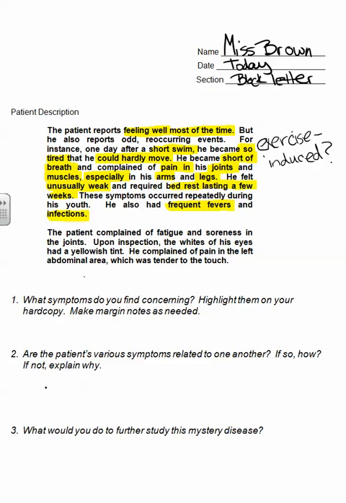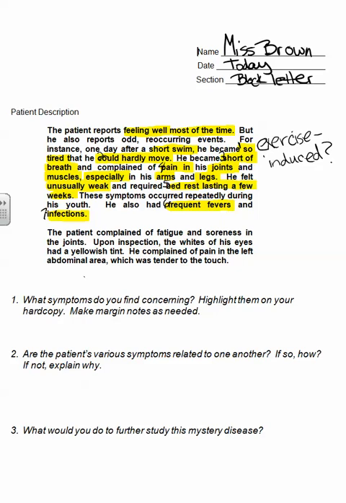Because there's not much space for you to write, what I'm going to do is go back and number my highlights. So, feeling well most of the time, that's not really a symptom. So I'm going to choose that he became so tired as number 1, could hardly move, number 2, short of breath, 3, pain in his joints and muscles, 4, bed rest, 5, frequent fevers, 6, and infections, 7. You can continue the numbering in the paragraph that you're going to highlight.